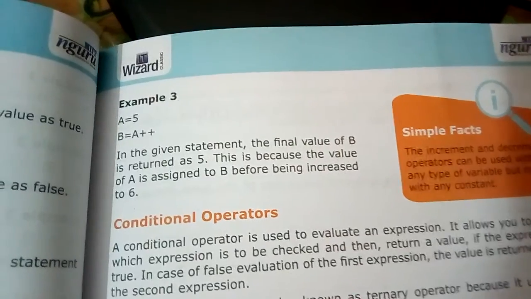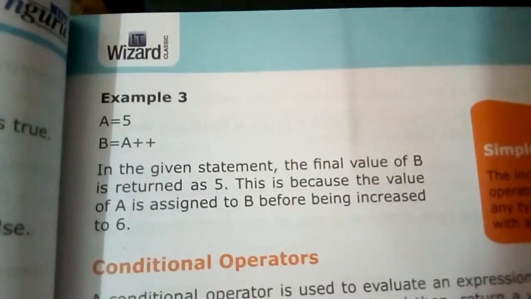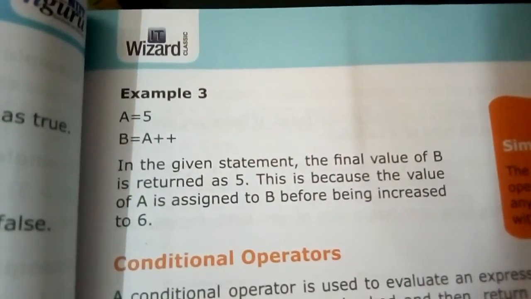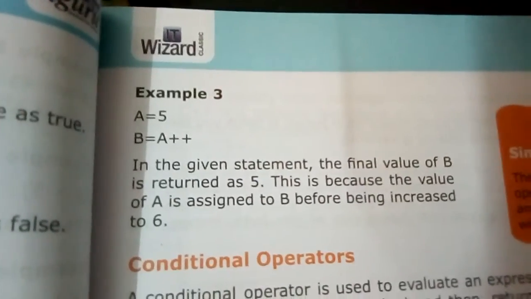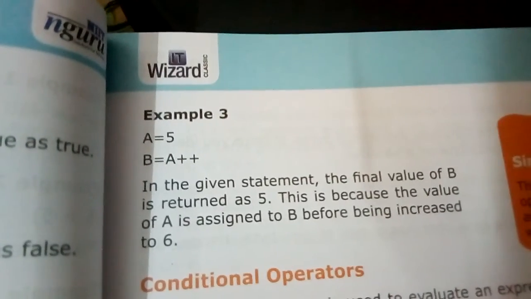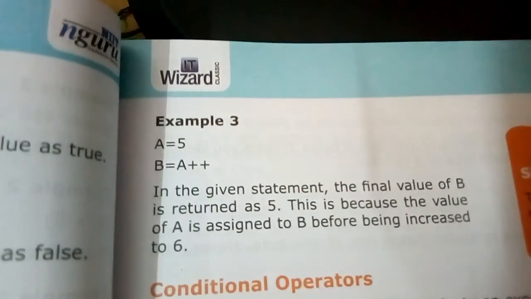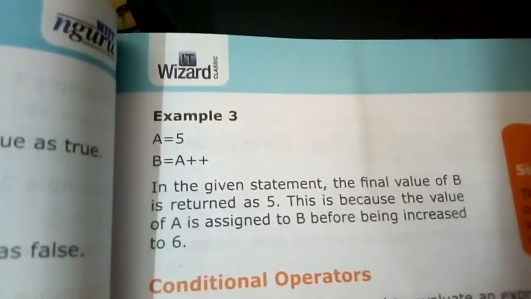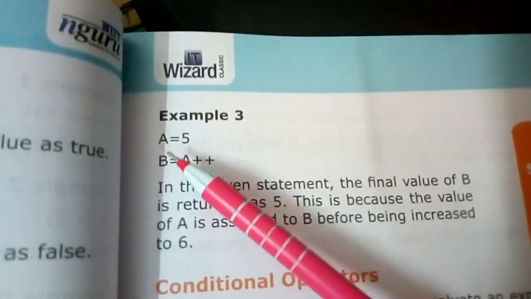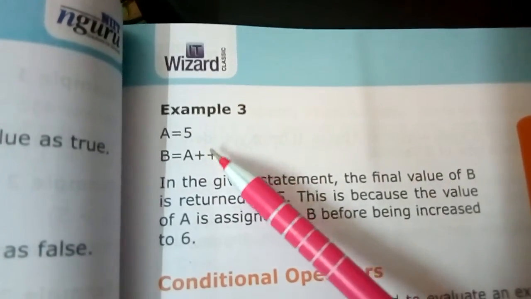Like here you can see example 3, a equal to 5 and b equal to a plus plus. That means first it will take the value of a. If you give the next statement cout b, then what will happen? First it will take the value of a. What is the value of a? That is 5, here a equal to 5. So first it will show the value 5 in b, and then it will increase the value of a, that is 5 plus 1, 6.